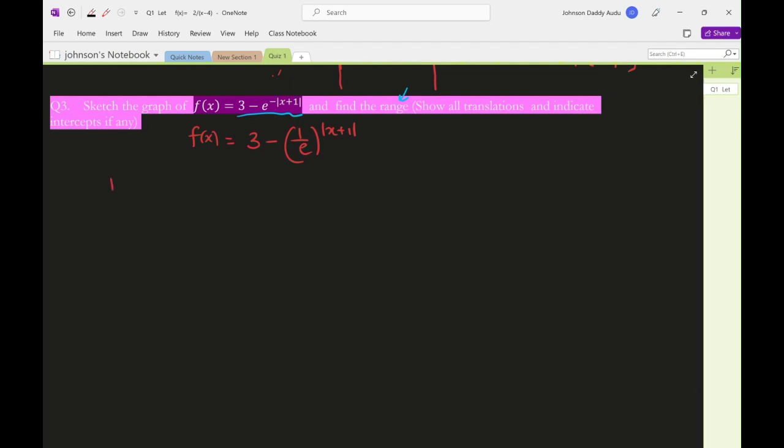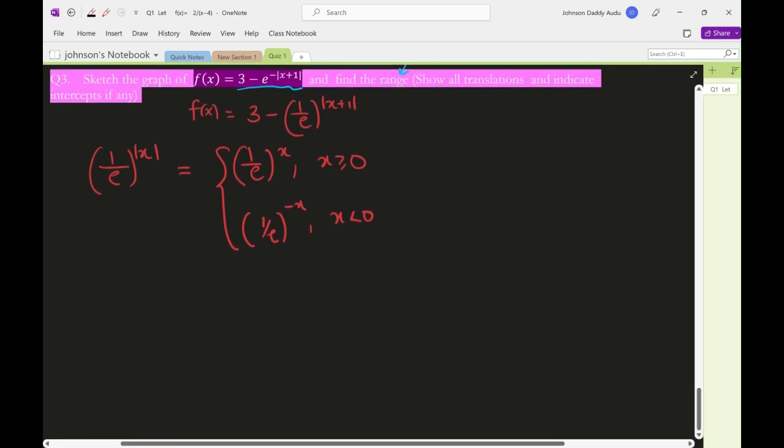So it means you can start with the graph of 1 over e to the power of the absolute value of x. And what is this? This is simply 1 over e to the power x, when x is greater than or equal to 0. And this is 1 over e to the power minus x, when x is less than 0. So we just use the definition of absolute value.